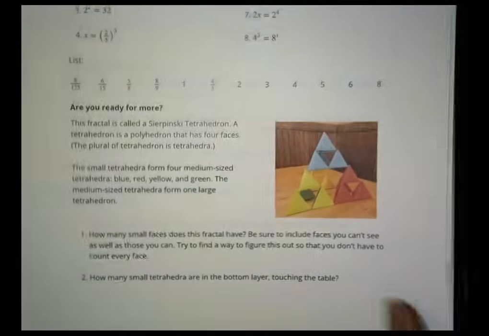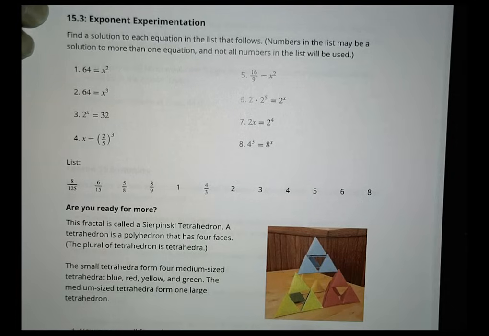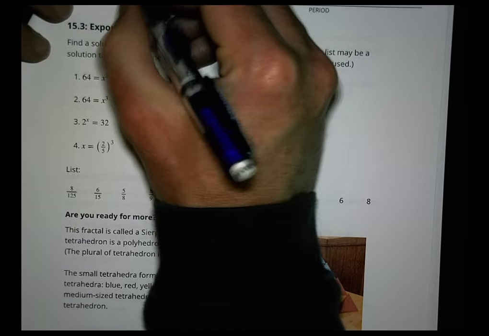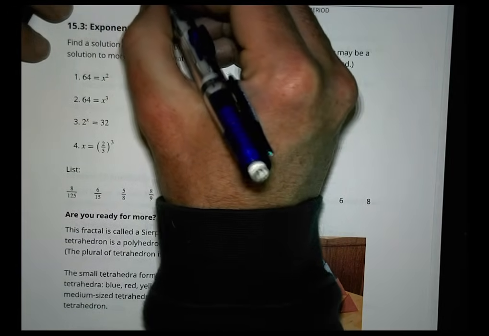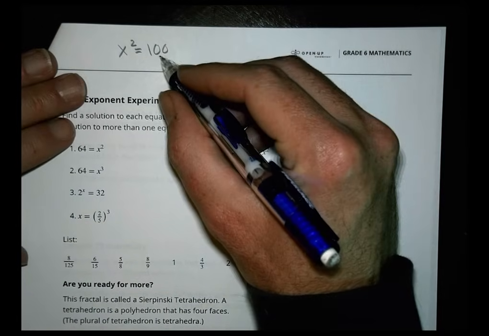Now this activity is a little bit more challenging sometimes if you're not familiar with math facts, and if you aren't, that's okay. Just kind of work at doing some guess and check, so to speak. So we'll start off with this. Let's say I had x squared equals 100. So what would the solution to this equation be, and what would that actually mean?